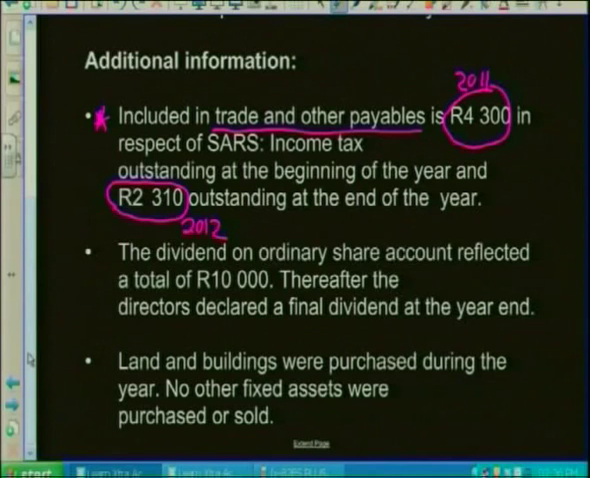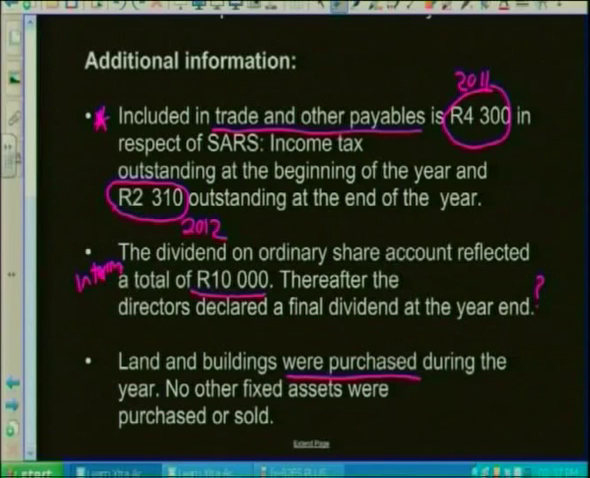meaning the current year. The next bit of information, the dividends on ordinary share account reflected a total of 10,000 Rand. Thereafter, the directors declared a final dividend at year end, which means this 10,000 Rand is in respect of an interim dividend that was paid during the year. The directors obviously declared a final dividend as well, but they're not giving me that amount.